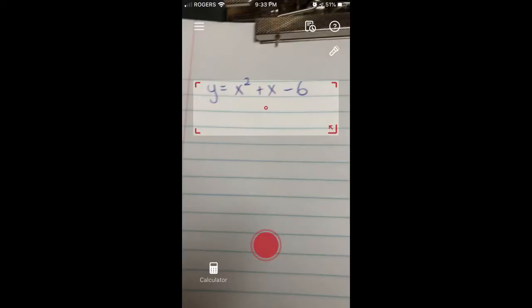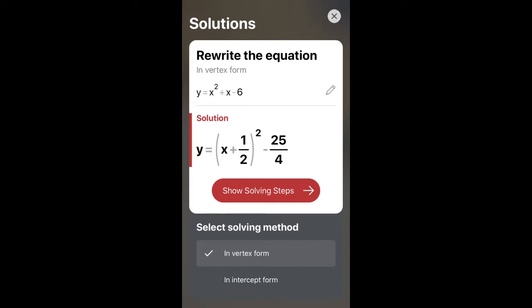Photomath is a free app for iOS and Android. So what it is, you can take a picture of an equation, and it can be typed or handwritten, and it'll also give you a bunch of information, but with additional explanation. So here you can see I wrote an equation in standard form, and it gave me the option of seeing it in vertex form or intercept form.